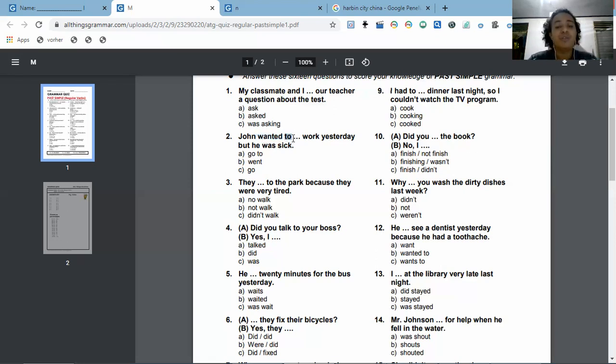John wanted to go, and then we have another to infinitive again because we have the verb work. Okay, and this one is verb one. So of course we have to use double to infinitive. John wanted to go to work yesterday, but he was sick. So if you're confused, Kakak Fano, which one is the verb to? Wanted is the verb to. Okay, that's the main verb there in the sentence.